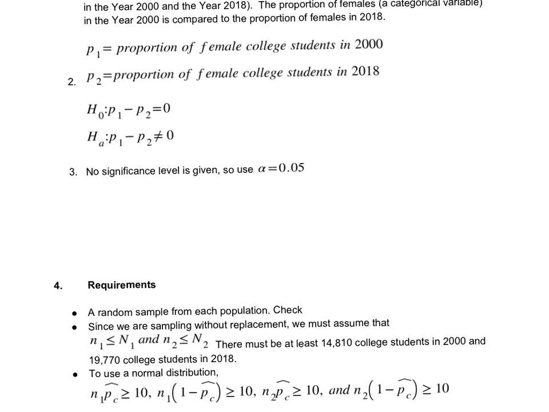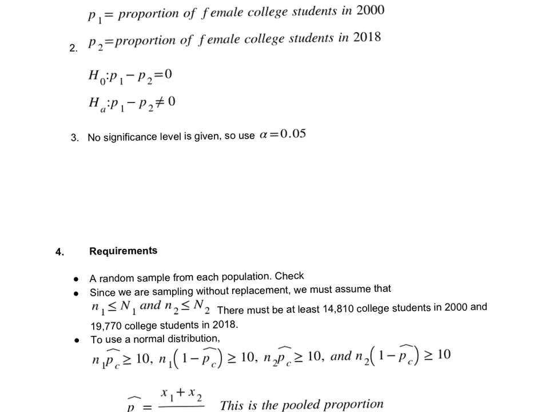If the probability of the difference in our sample statistics happening by chance is low, then that's what we're after. No significance level given, we'll use 0.05. And now we check the requirements.